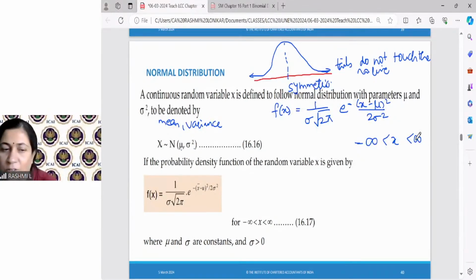Okay. Can you appreciate this? Also, mu and sigma are constant and sigma is greater than 0. So, you can see how this normal distribution is so different from the binomial and Poisson that we have studied. Yes, Anuj. Normal, continuous variate.